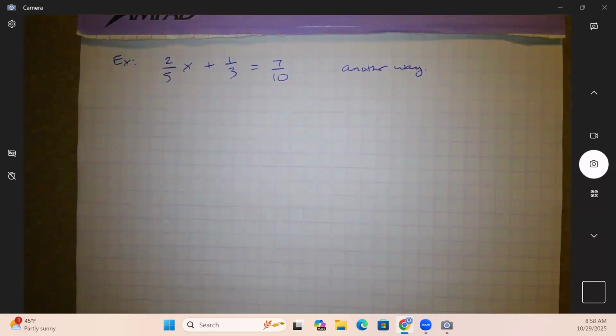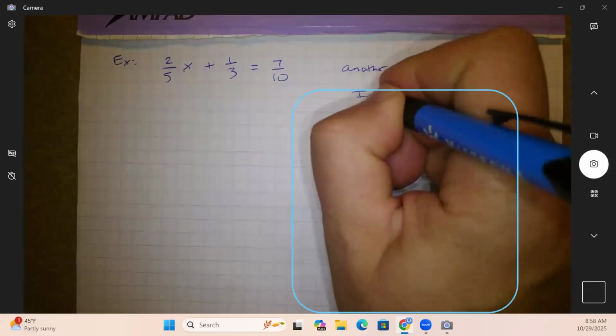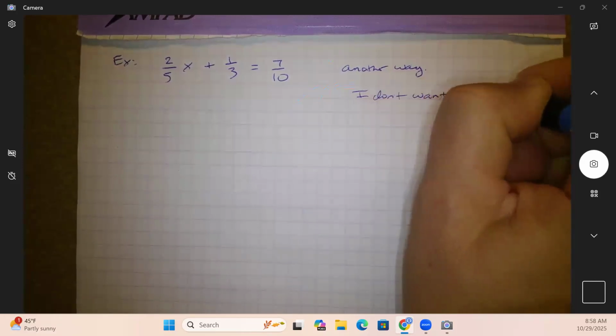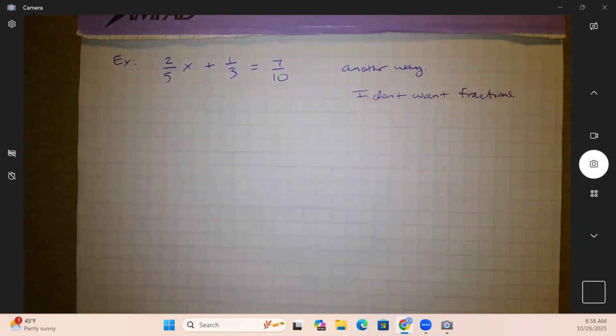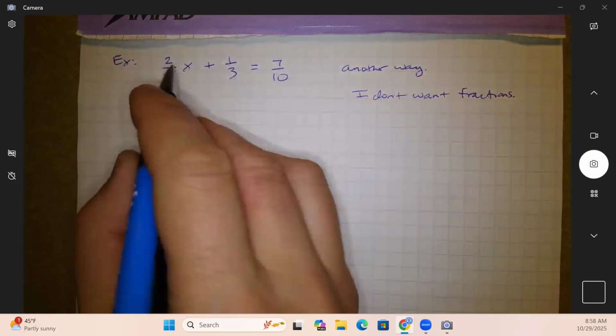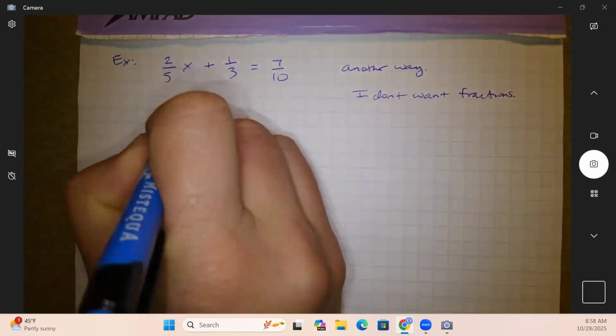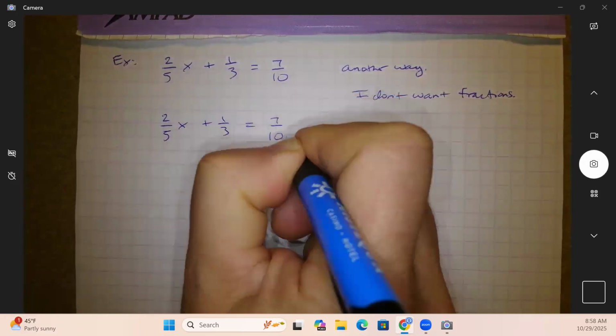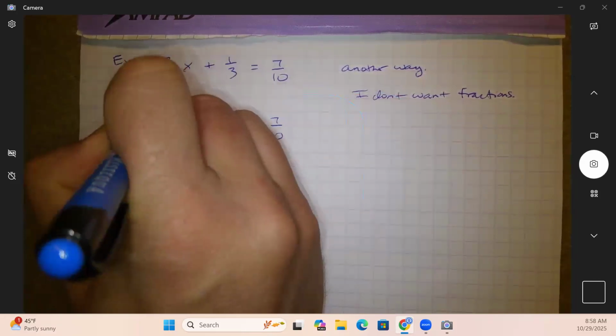I'm looking at an equation that involves fractions, and I say to myself, I don't want fractions. Fractions are hard. I don't like fractions. So I'm going to get rid of all my fractions. And here's how I'm going to do it. I'm going to multiply 2 over 5x plus 1 over 3 equals 7 over 10. I'm going to multiply each of those terms by 5.